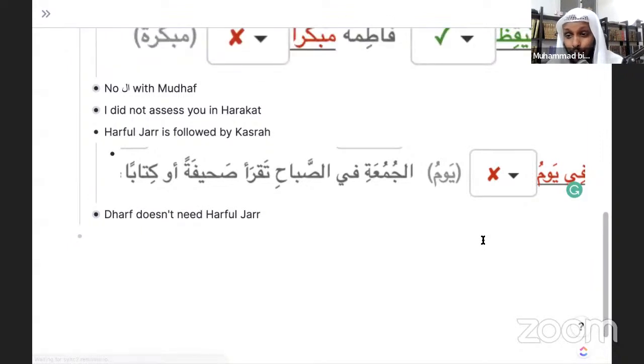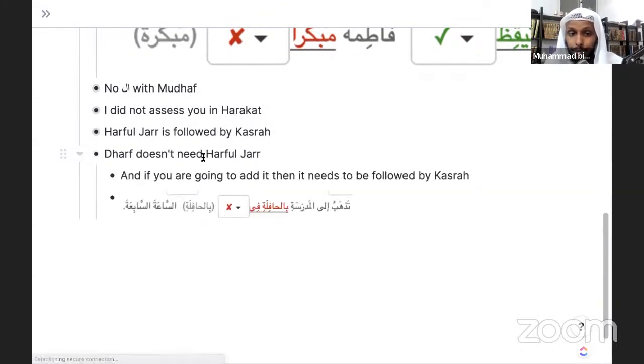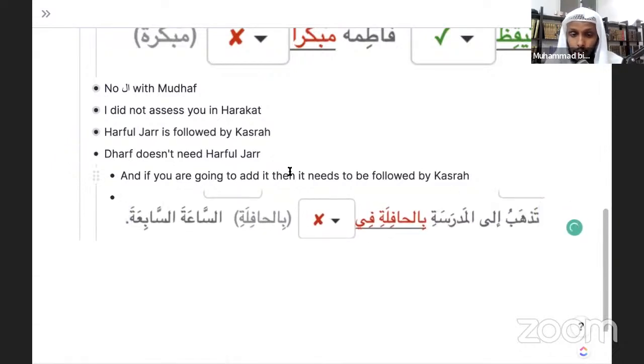And I think we've done that. We've done prepositions, we've done huruf al-jar, and the word that follows it should have a kasrah. So maybe that's probably the reason why I deducted the mark over here. Because if you're gonna make a correction, make a correction. If it's a wrong correction, I will allow it unless it's something we've covered. Okay? ظرف doesn't need harf al-jar.